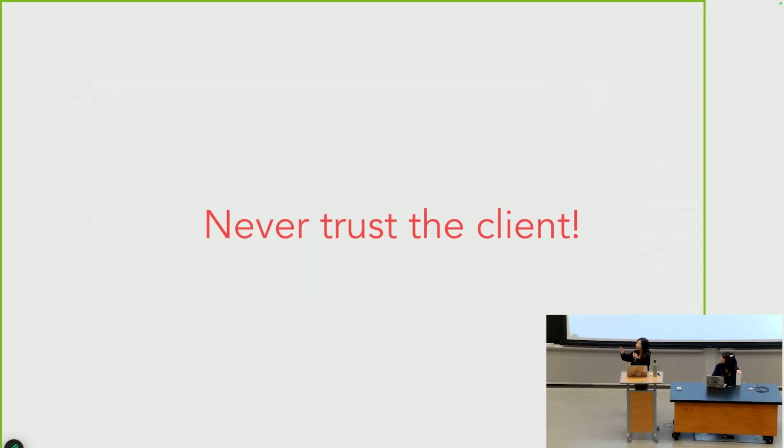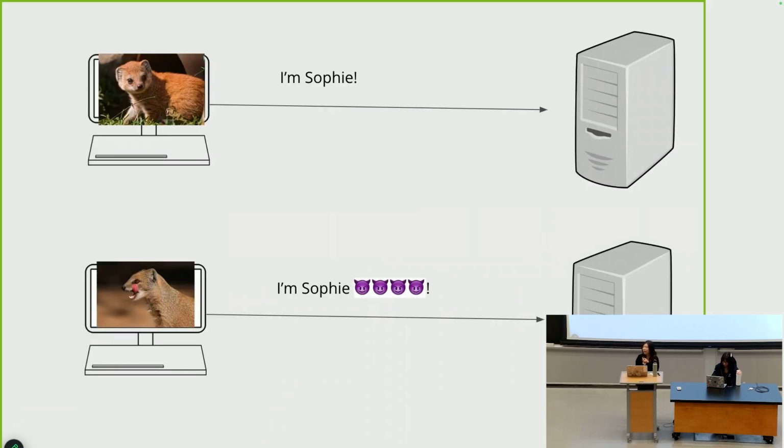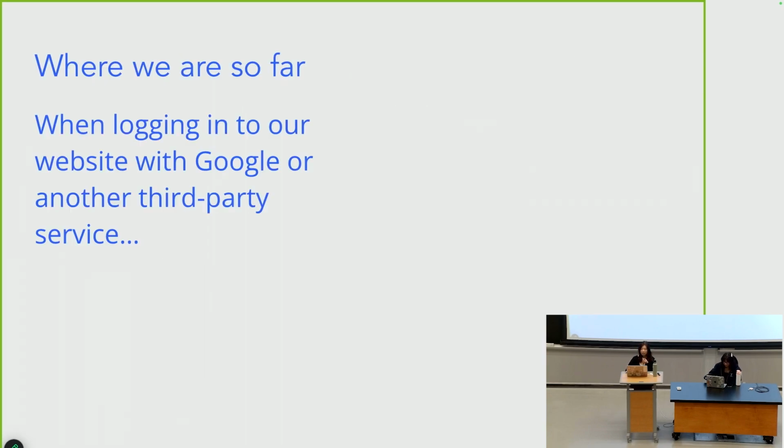The conclusion of this second long tangent is that we can never really trust the client. No matter what the client says, it's very easy for them to lie about who they are by either faking the query parameters or spoofing their IP address. So we can have this normal mongoose saying they're Sophie, and we can also have a malicious mongoose hacker saying they're Sophie. And there's no way to really differentiate these if we trust the client.